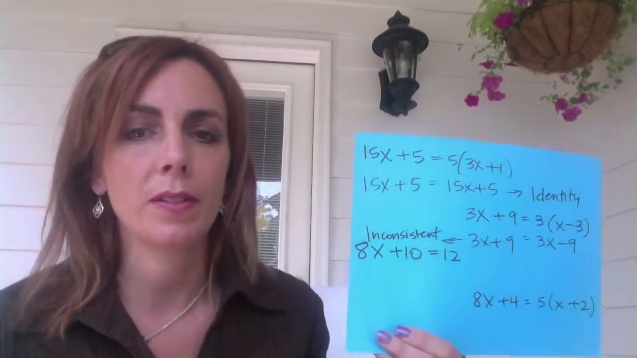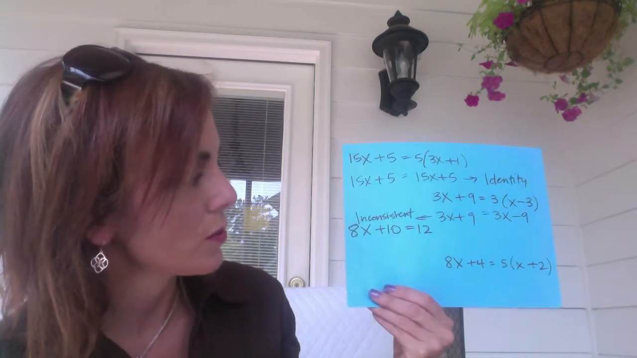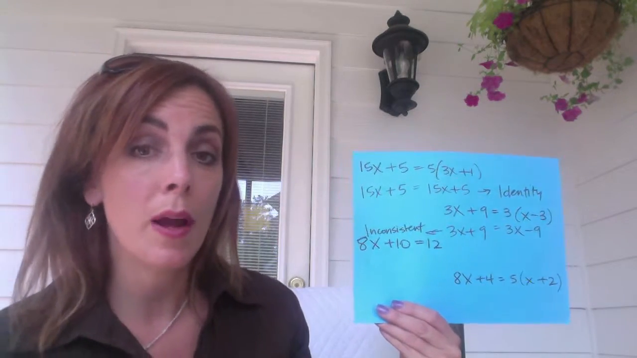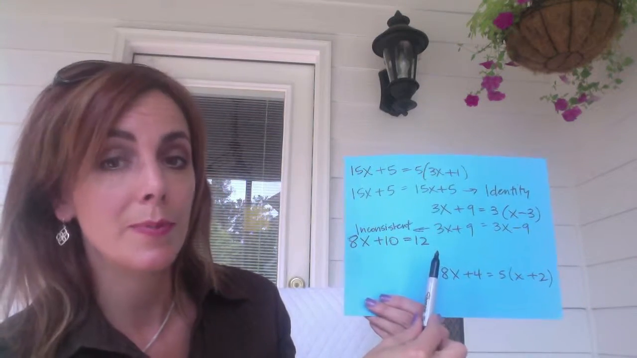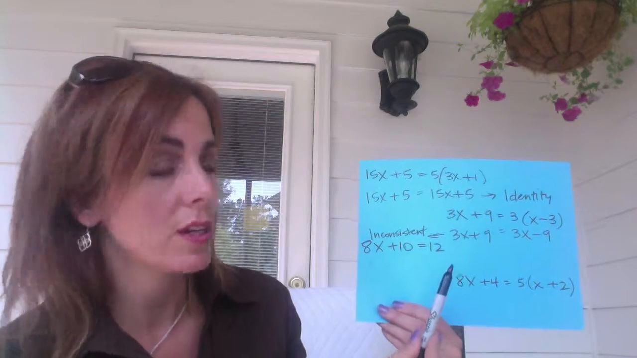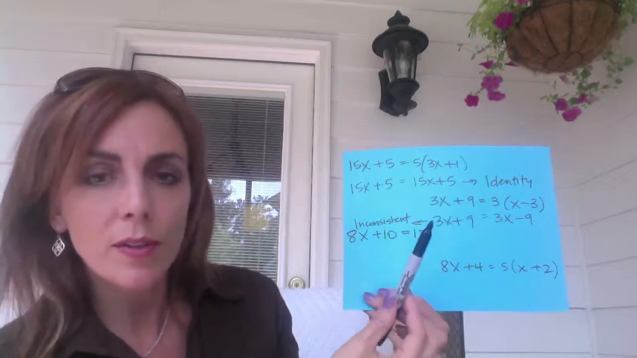Okay, inconsistent. All right, so this one, 8x plus 10 is equal to 12. Notice, remember, I said that if you have a different number of x's on the left side than the right side, it's going to be a conditional equation. You can actually solve for x. And so we can call this conditional. And let's go ahead and solve for x, because that gives us what is the condition. So 8x plus 10 equals 12. Subtract the 10 on both sides, and we get 8x is equal to 2, or x is equal to 1/4.